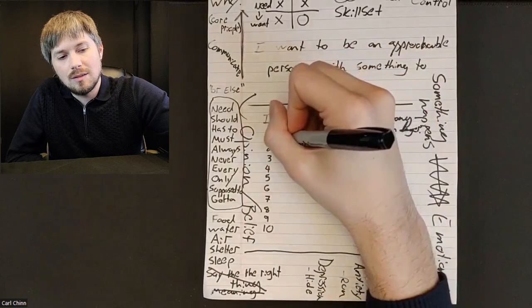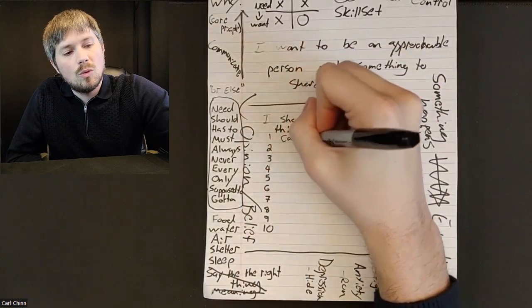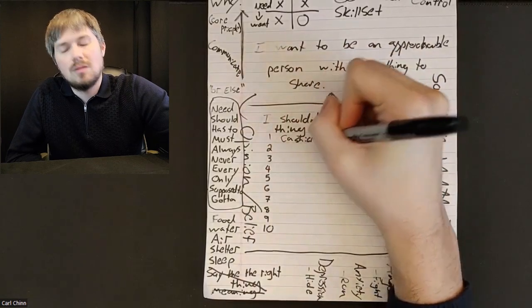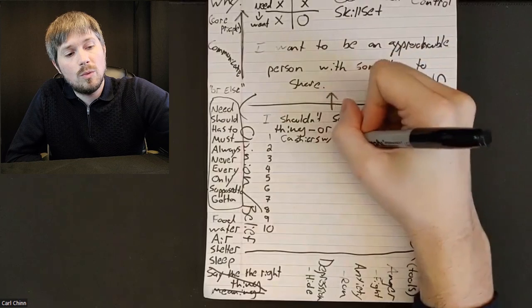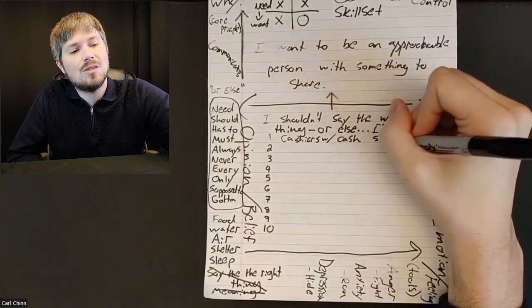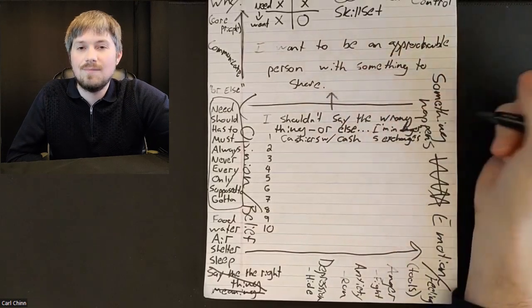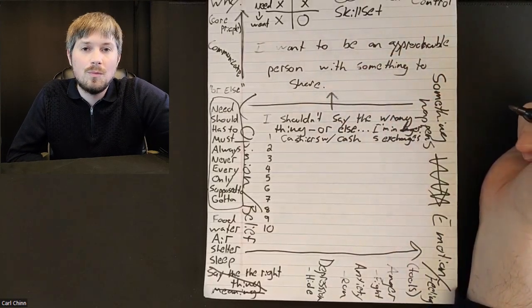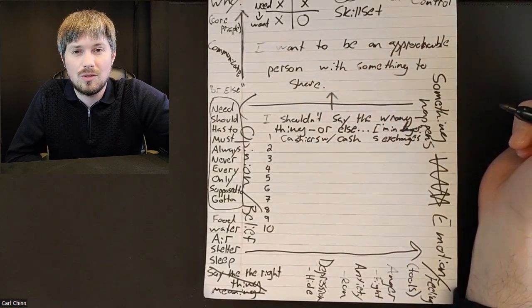One thing might be to, whenever you're paying for something, go to the cashier line with cash and have 5 exchanges. You have social anxiety, it's terrifying to do, but we want to be an approachable person, so we're going to do the things that approachable people do.